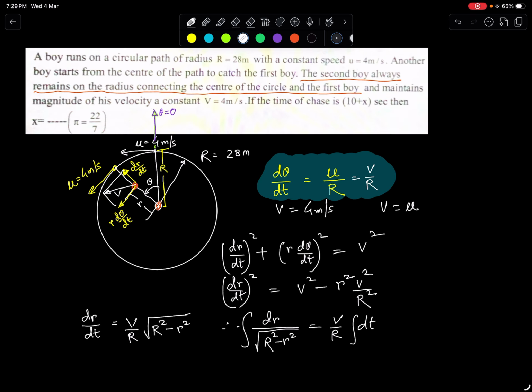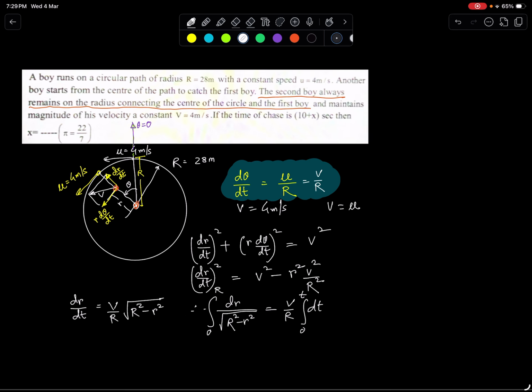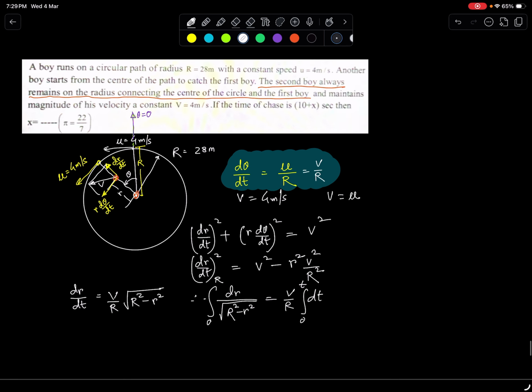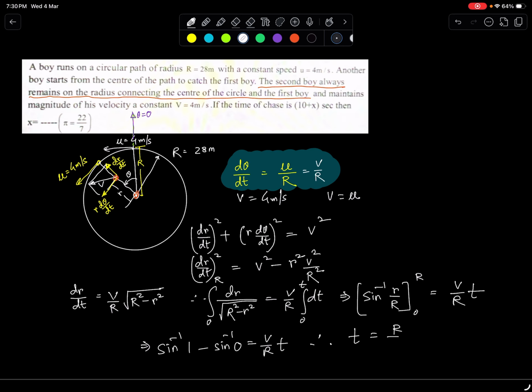So let the time be t, and small r varies from 0 to capital R when the first boy and the second boy meet each other. That means we can write sine inverse of r/R, putting the limits, is equal to v/R times t. So therefore sine inverse 1 minus sine inverse 0 is equal to v/R t. So therefore the required time is R/v times sine inverse 1, that means π/2.